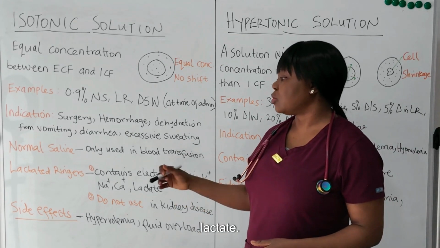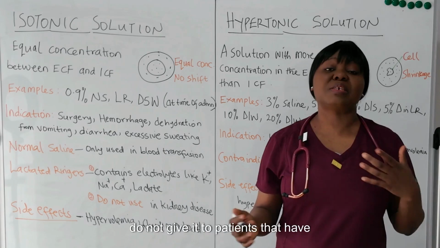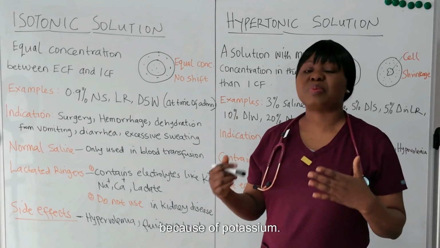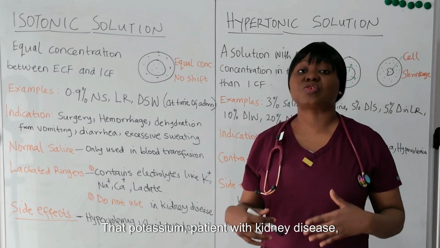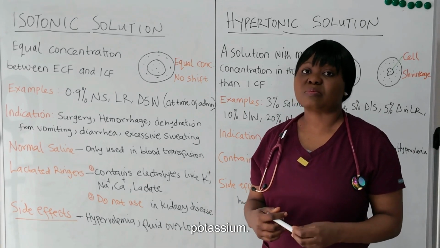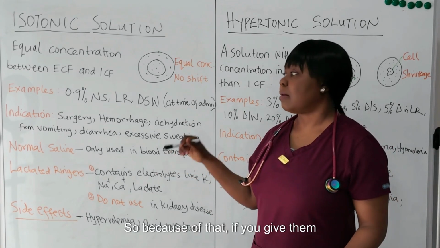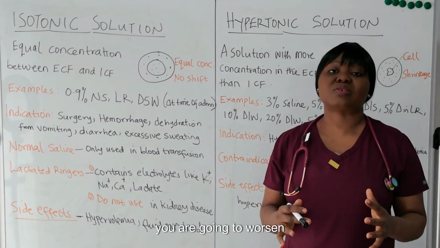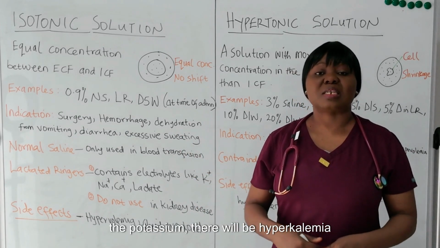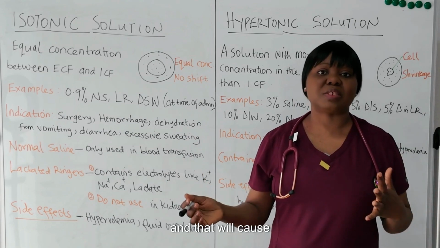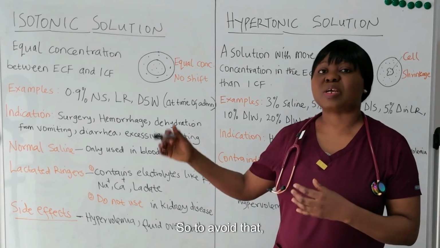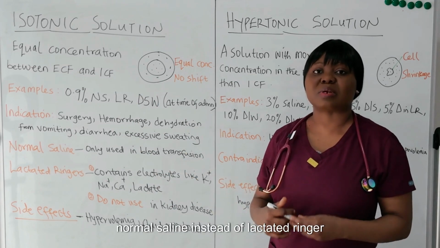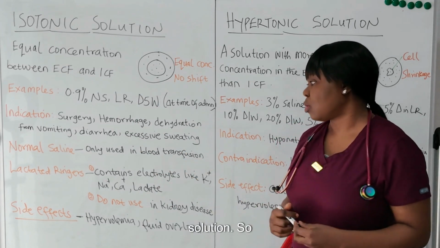Because of that, we do not give it to patients that have kidney diseases. Because of what? Potassium. Patients with kidney disease find it difficult to excrete potassium. So if you give them lactated ringer solution, you are going to worsen the potassium. There will be hyperkalemia, and that will cause cardiac arrhythmia. So to avoid that, the best solution for them may be normal saline instead of lactated ringer solution. So take note of that.